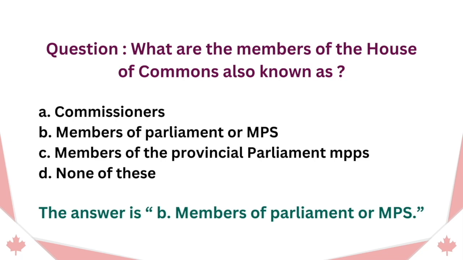Question: what are the members of the House of Commons also known as? A. Commissioners. B. Members of Parliament or MPs. C. Members of the Provincial Parliament, MPPs. D. None of these. The answer is B. Members of Parliament or MPs.